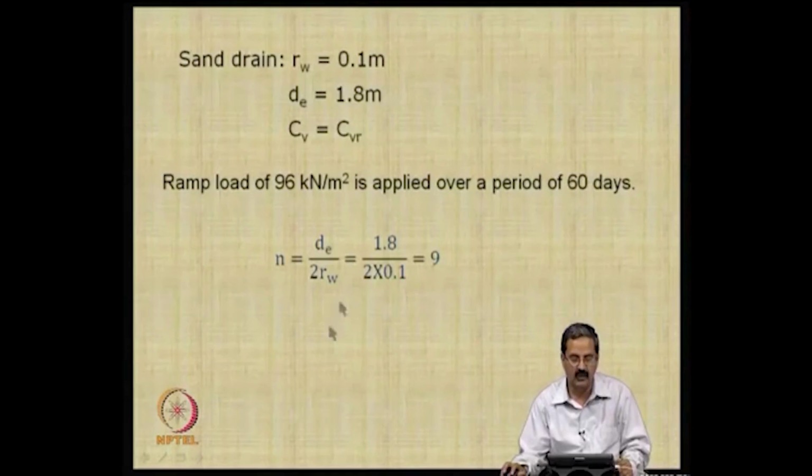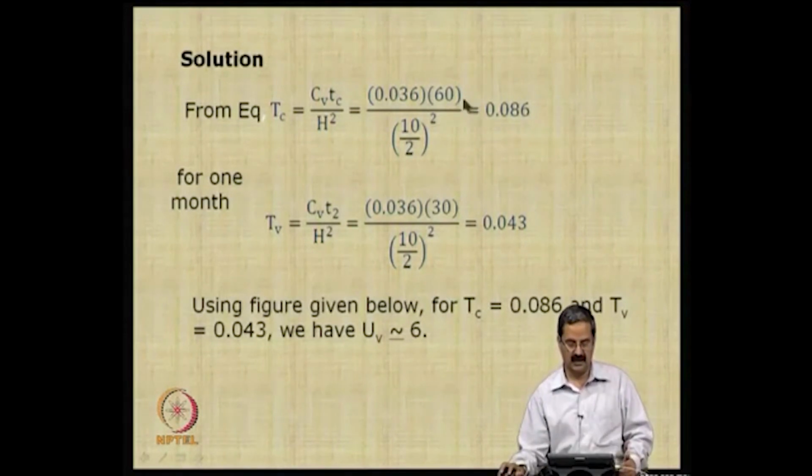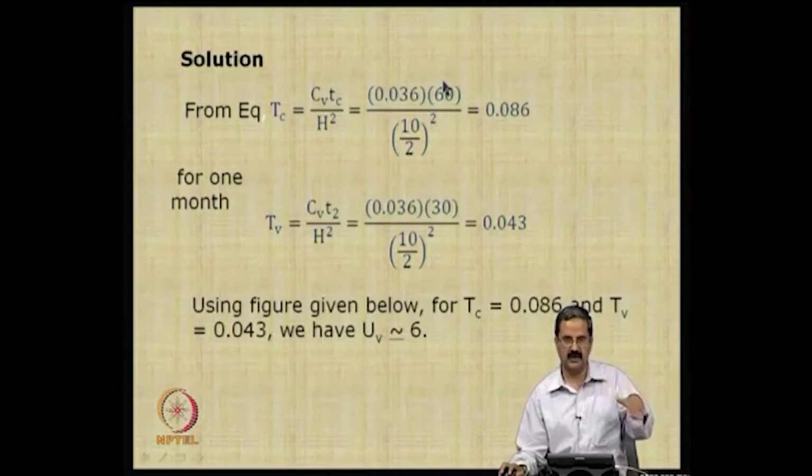In this case we go through the same examples. I will show you n equal to dE by rW. So this again is 9, and we calculate here the time factor for the 60 days we have applied, and the double drainage, and these are coefficients. TC is 0.086, this factor corresponds to full load, which is the top of the ramp load, once you complete that loading, it is about 60 days as I just mentioned.